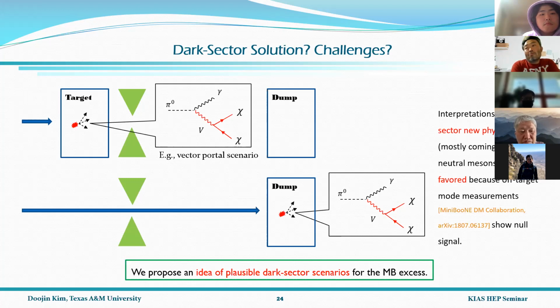Suppose the MiniBooNE excess is really confirmed, and this vector portal scenario is part of the solution. Then people should carefully look at the model details, and even the UV completion, to identify how the massive vector acquires its mass term. Is it really from symmetry breaking, or the Stueckelberg mechanism, or some other mechanism? That's my thought on that issue.